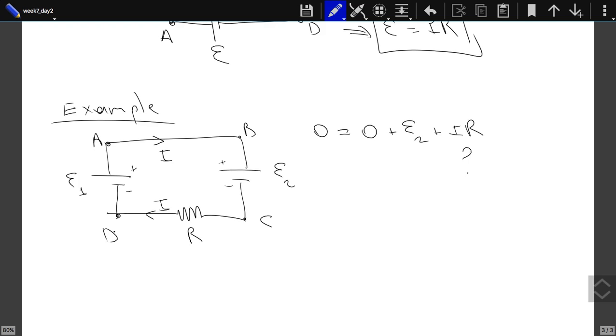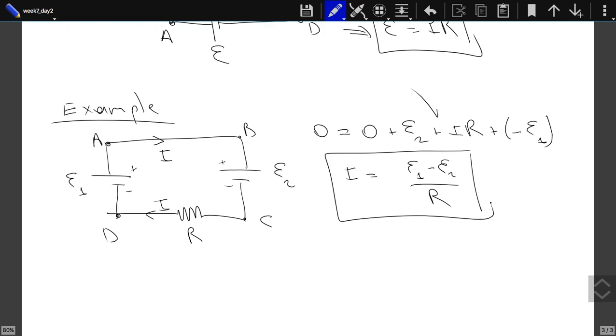And then finally we went from C to D, from D to A. What is the potential drop? The potential from D to A is increasing. A is at a higher potential than D. So a potential increase by epsilon 1 is a potential drop of minus epsilon 1. So this sign is correct. And so we can just solve for the current. I is equal to epsilon 1 minus epsilon 2 over R.